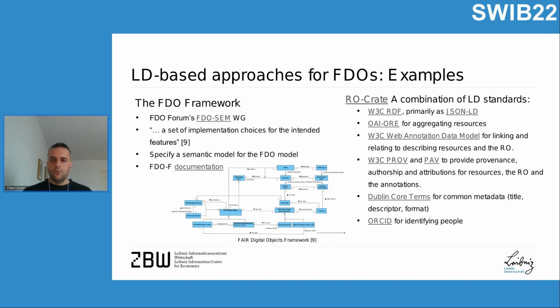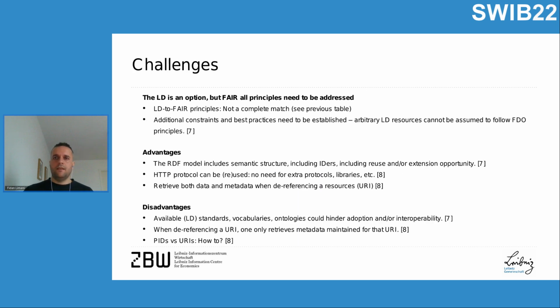The other one is RO-Crate, which is again a combination of linked data standards. And you can see from their website the different standards that they rely on, such as RDF. The serialization in this case is JSON-LD, but they also use the provenance ontology, describing based on Dublin Core and using ORCID, and allowing web annotation data models. If you follow any of these links, you will see some examples of how they are trying to represent something which we can call a FAIR digital object, a digital object which adheres to these FAIR principles.